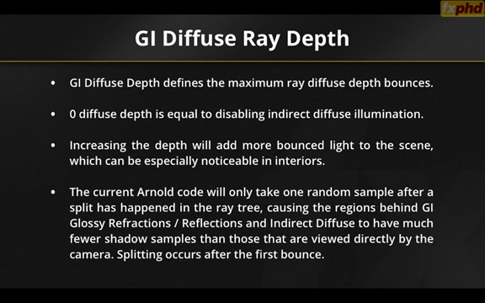Now increasing the depth will allow more bounces of light for our diffuse rays into the scene, which will be quite noticeable, especially on interiors, which we'll have a look at in a moment. Currently the Arnold code only takes one random sample after the split has happened in the ray tree, causing the region behind GI glossy reflection and indirect diffuse to have much fewer shadow samples than those that are viewed directly by the camera. So just keep that in mind.